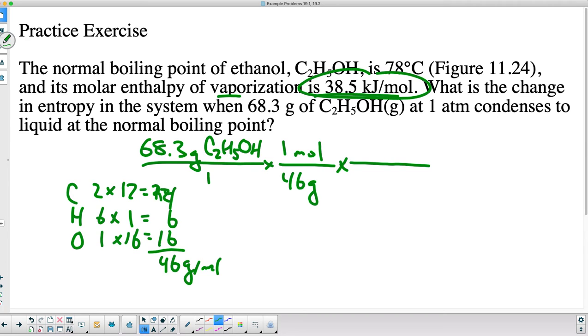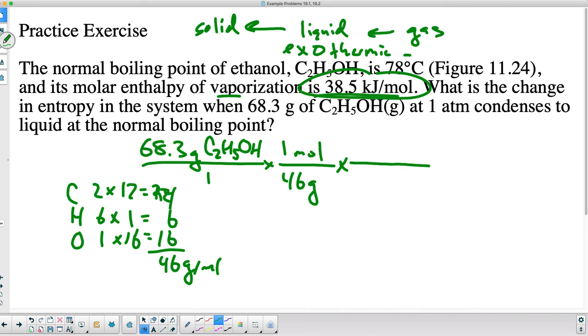In case you're not sure, when you go from a gas to a liquid, or a liquid to a solid, these are all exothermic processes, which means that you should have a minus sign in front, which is a negative 38.5 kilojoules per mole, just like that. Okay, so that's our first step here, which is finding the amount of kilojoules for that amount of mass.